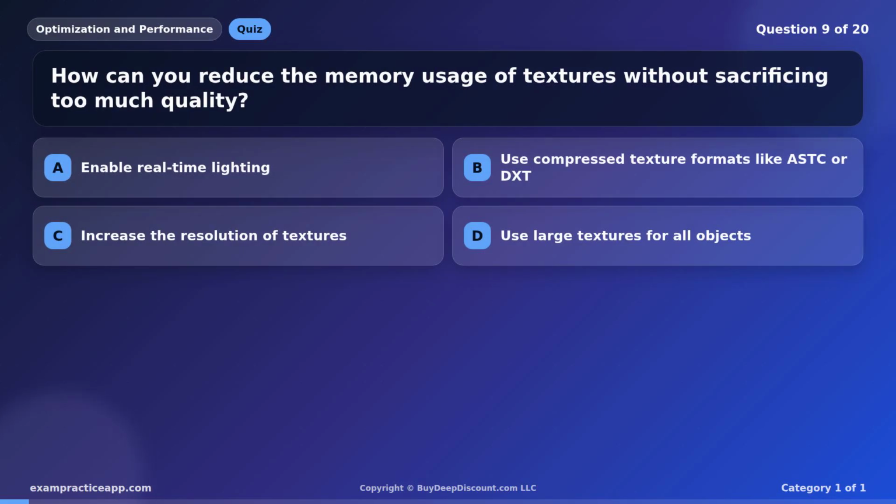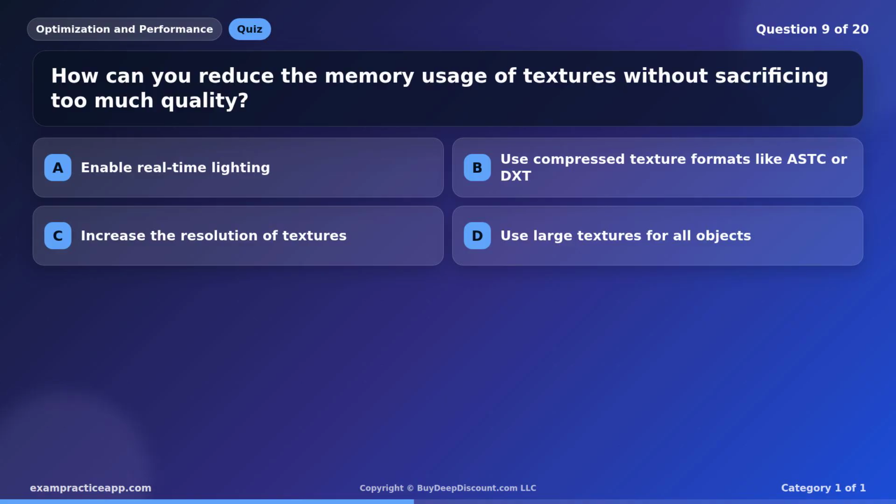Question 9. How can you reduce the memory usage of textures without sacrificing too much quality? Option A. Enable real-time lighting. Option B. Use compressed texture formats like ASTC or DXT. Option C. Increase the resolution of textures. Option D. Use large textures for all objects. Take a moment to choose your answer.